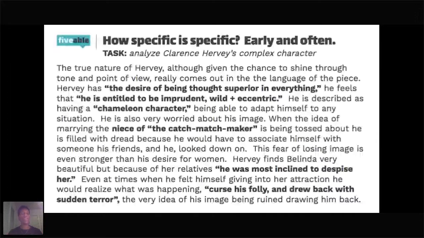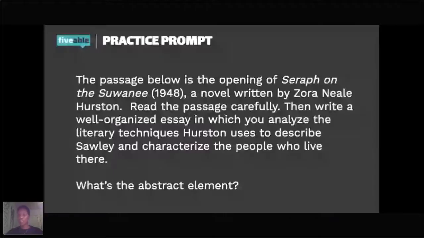All right, so here we go. This is the prompt we're going to look at. Oh, it's already 8:27. This is the prompt we're going to work with a little bit. I'm going to show you the passage that goes with it, but I just want to show you the prompt first. So we have, again, that same format. The passage below is the opening of Sarah from the Sewanee, a novel written by Zora Neale Hurston. Read the passage carefully, then write a well-organized essay in which you analyze the literary techniques Hurston uses to describe Sawley and characterize the people who live there.